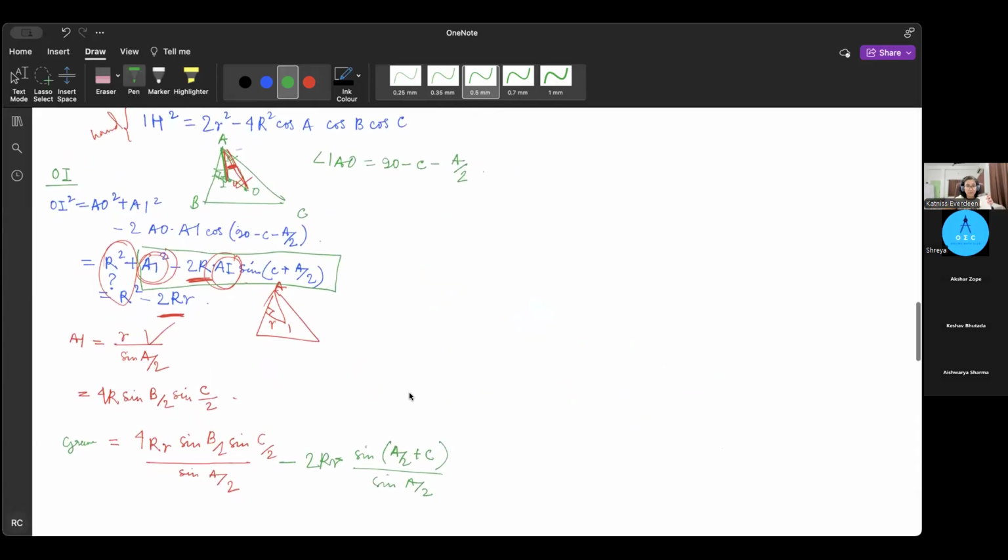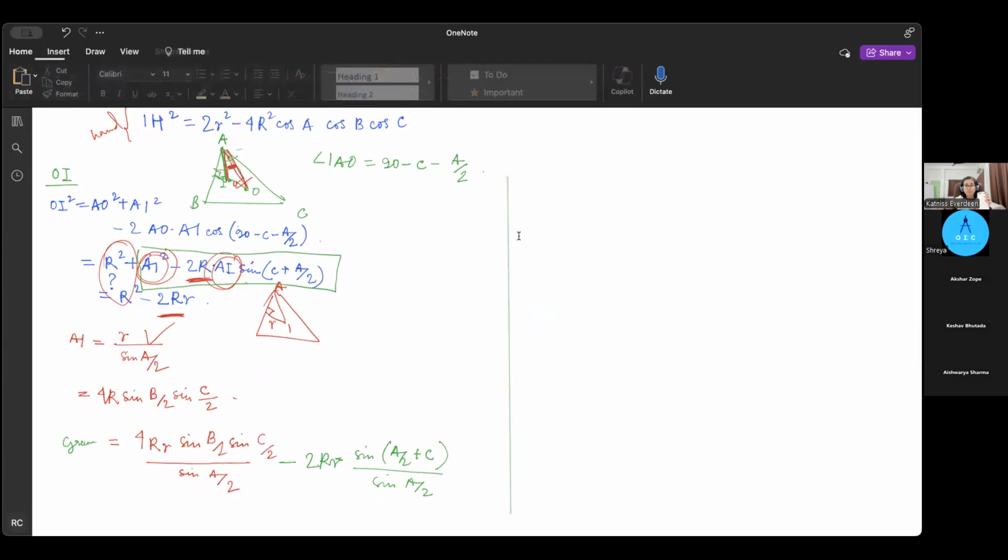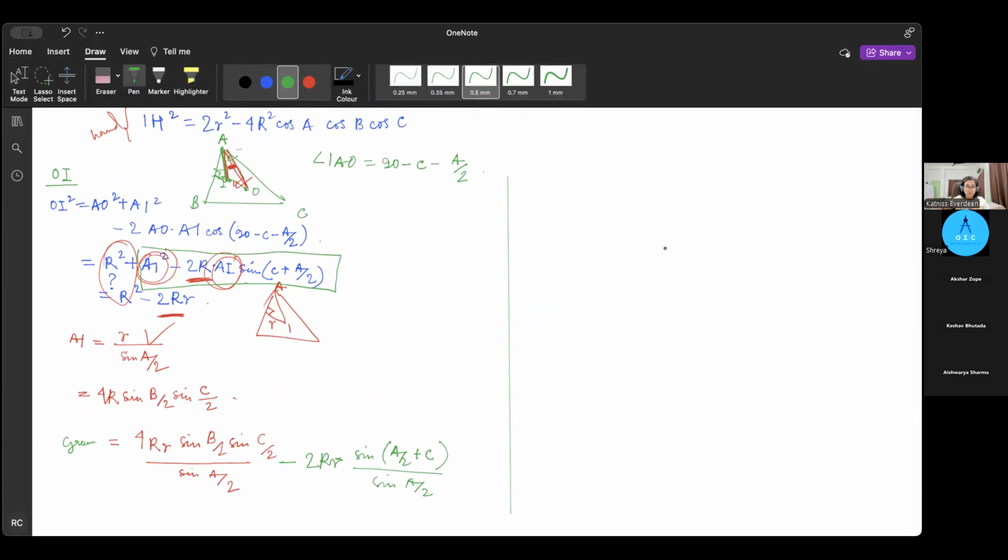Let me zoom out. Is everything up till this point clear to everyone? Okay, I'll take that as a yes. So it'll be really nice if you speak up.